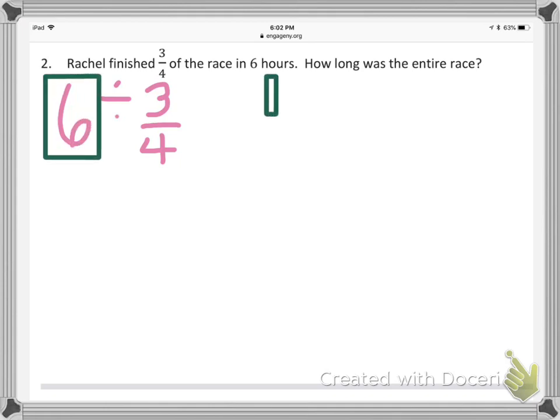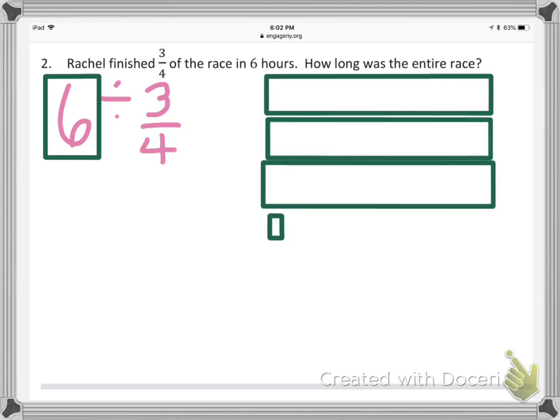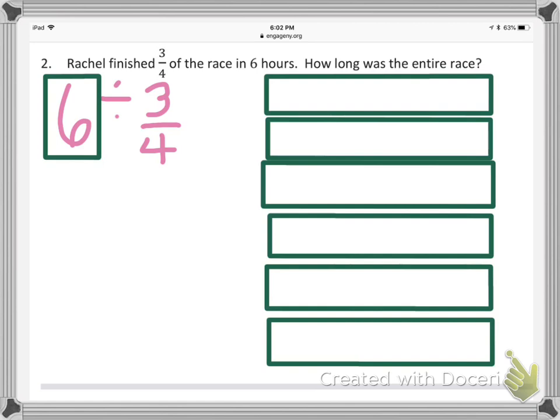So I need 6 boxes. Let's see, there's 1, there's 2, here's 3, close, here's 4. I want them all about the same size. There's 5, and there's 6. I want them the same size because the boxes end up being worth the same amount, so that's why.